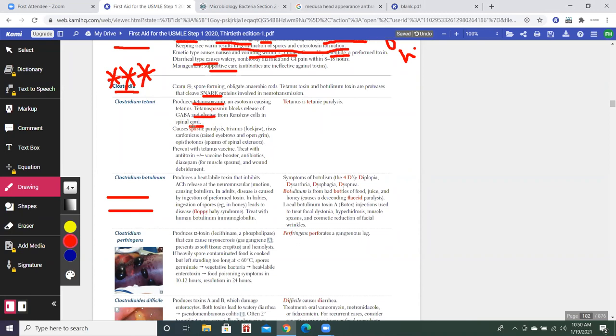the spinal cord. As a result, this can cause spastic paralysis, trismus, lockjaw, risus sardonicus, which is the devil's smile, and opisthotonus. This is prevented with the tetanus vaccine. First of all, when we get a patient with tetanus, do we first prescribe the vaccine or do we prescribe immunoglobulin?